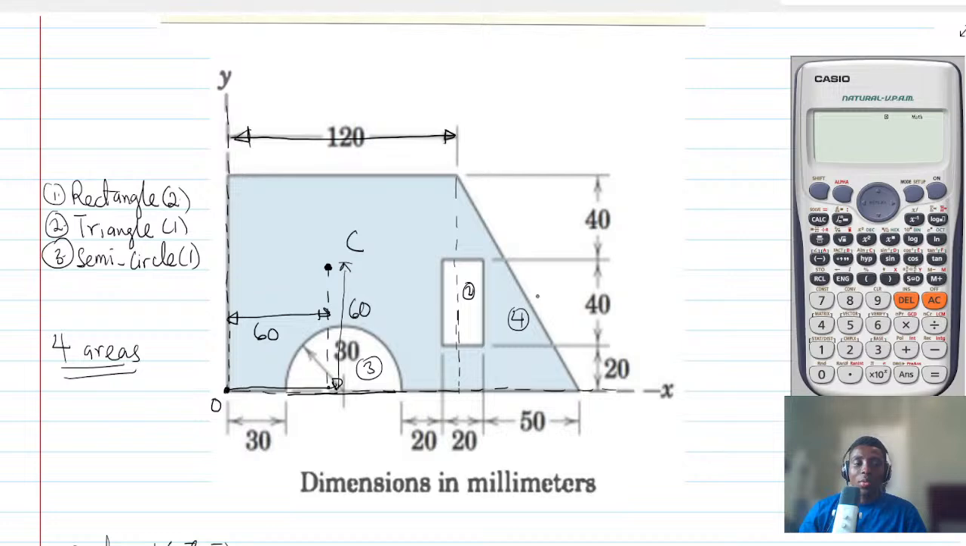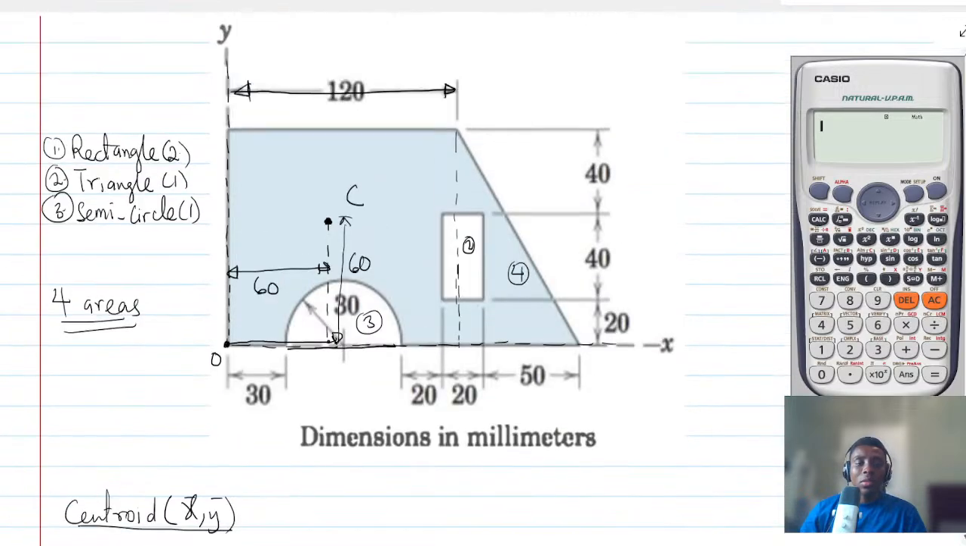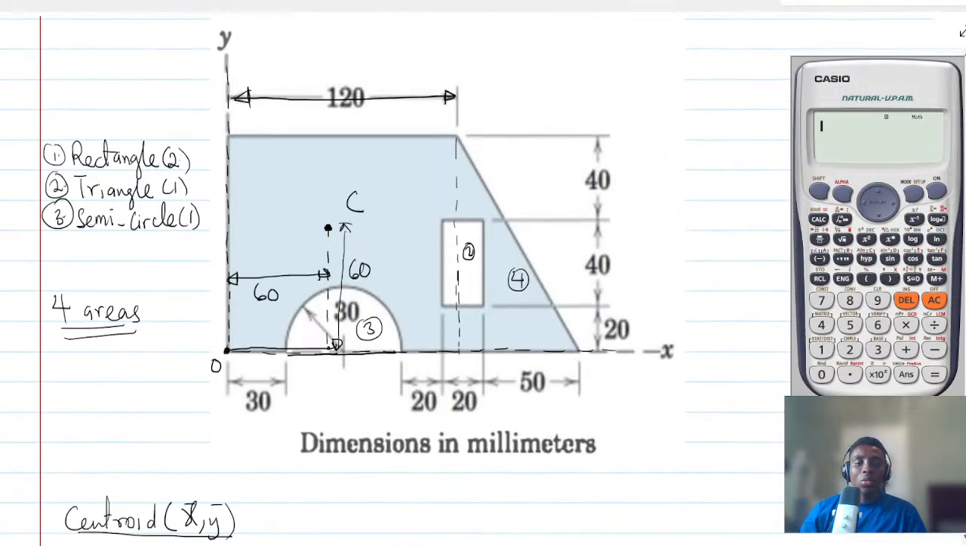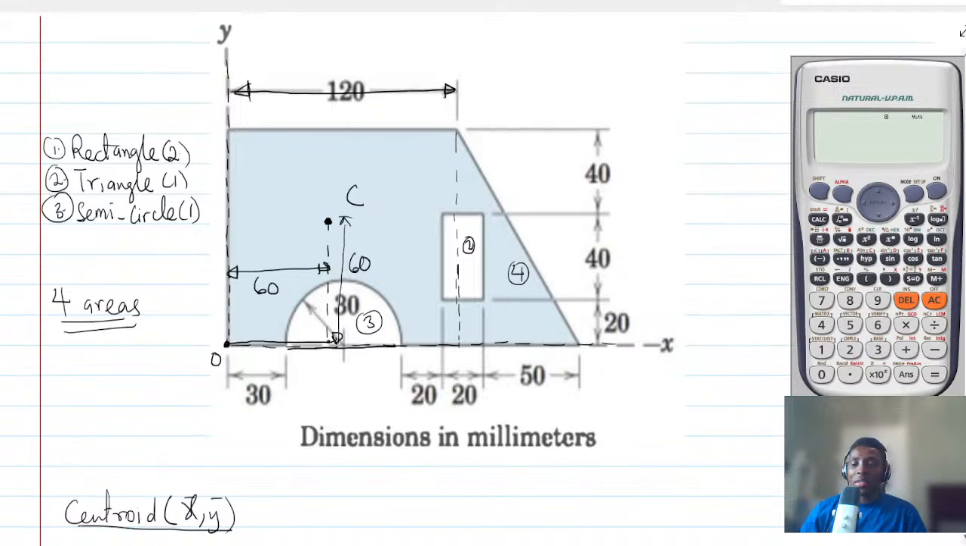Okay. So in simple terms, the x bar is going to be 60 millimeters for the rectangle, or 120 divided by 2, which is 60 millimeters. And then the, oh, I'm sorry. Yeah, I think it's correct. Okay. Yeah.